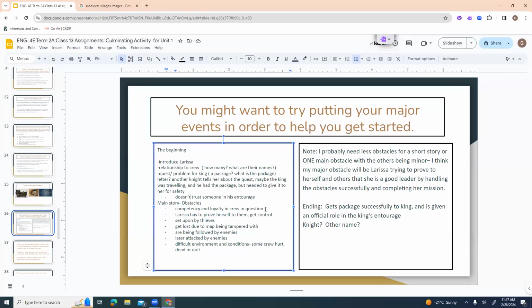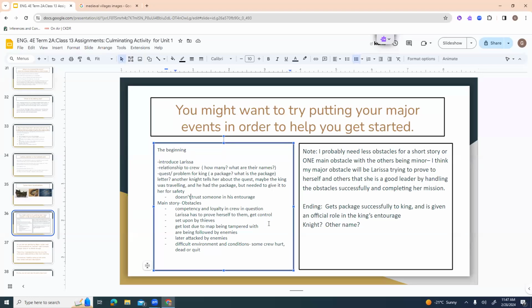And then somehow I'd have to wrap it all up, get the package successfully to the king. And the story's going to end where she gets some sort of official role in the king's entourage. I'm not sure what to call that. Is she a knight? Do I need to make up some other name?